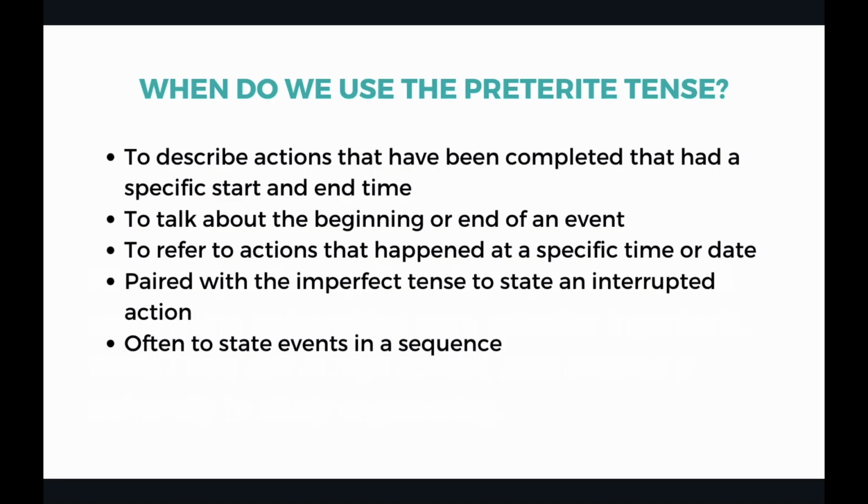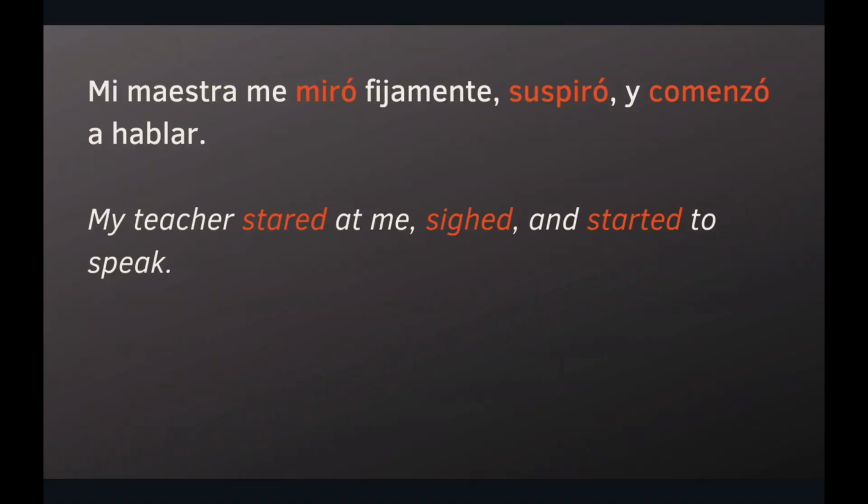And finally, we use the preterite tense often to state events in a sequence. Not always, but this is another common use of the preterite tense. For example, mi maestra me miró fijamente, suspiró y comenzó a hablar. This sentence is not actually in the story, but it easily could have been. So my teacher stared at me, sighed, and started to speak. This is all preterite. We're describing these events as they took place in a series, and you'll often notice that in these cases we use the preterite.